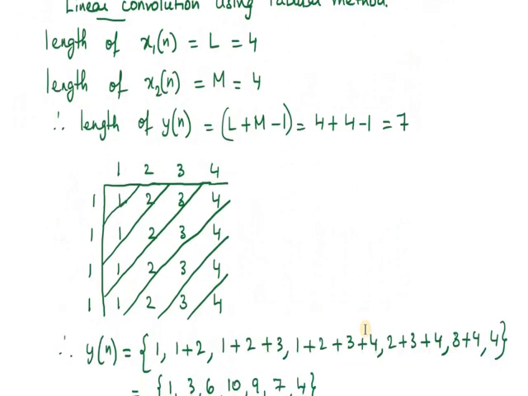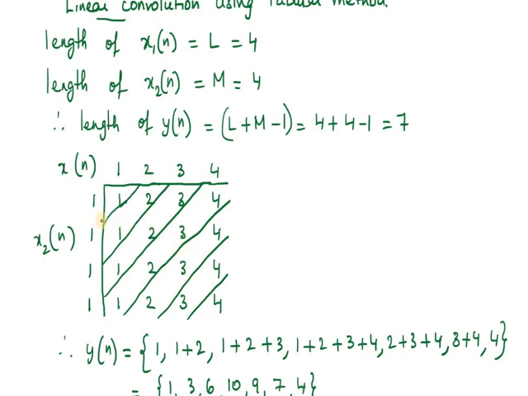So this is how we do the tabular method. These are the values of x1 of n, so write them along the horizontal direction, and all the samples of x2 of n are to be written on the vertical side. And just multiply these. 1 into 1 is 1, 1 into 2 is 2, 1 into 3 is 3 and 1 into 4 is equal to 4. Similarly again multiply: 1 into 1 is 1, 2, 3, 4. Here also 1 into 1 is 1, 1 into 2 is 2, 1 into 3 is 3 and 1 into 4 is equal to 4. Similarly for the last column also.